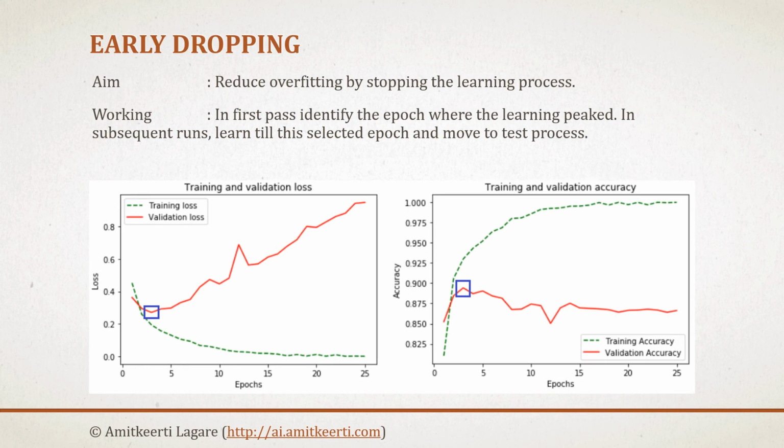Early stopping is another type of regularization, wherein the learning is stopped at the epoch where the loss was minimal or accuracy was at its highest. The parameters learnt at this epoch are then used for prediction on the test data.